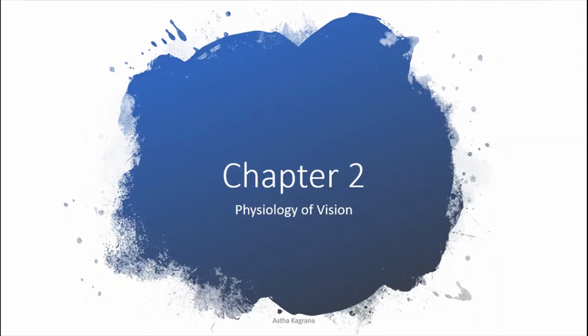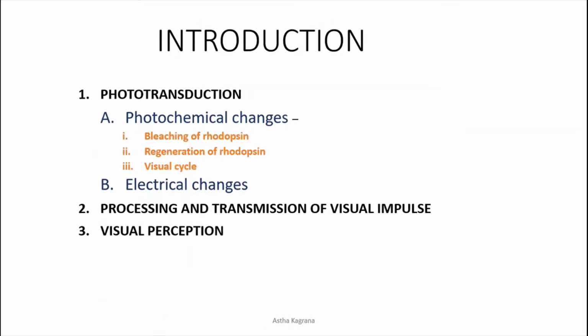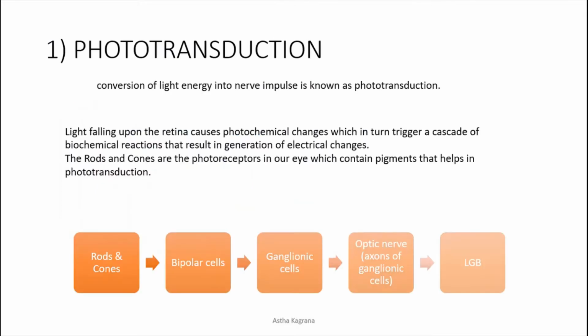Hello everyone. In this session, we'll be learning about the physiology of vision. The topics we'll be covering today are: firstly, phototransduction. What is phototransduction and what are the changes involved in it? That is your photochemical and your electrical changes. After that, we'll discuss the processing and transmission of visual impulse. In the next session, we'll learn about visual perception. So let us begin today's discussion with phototransduction.